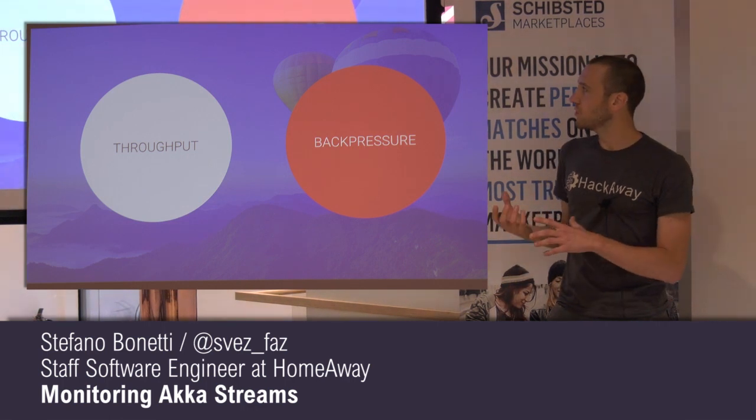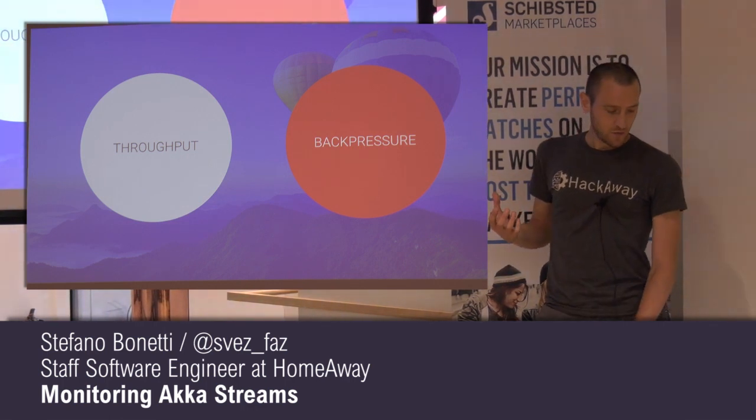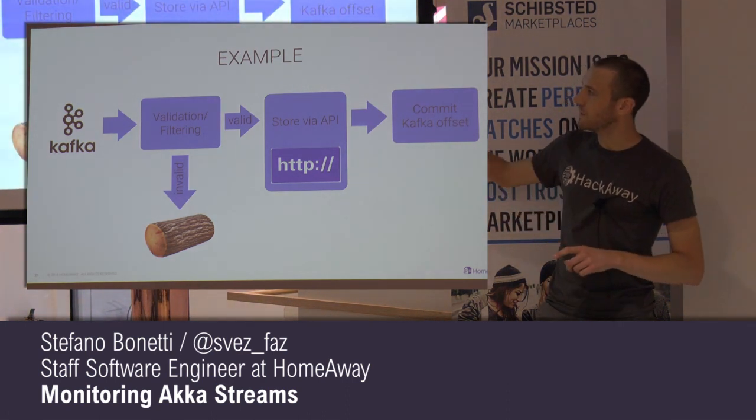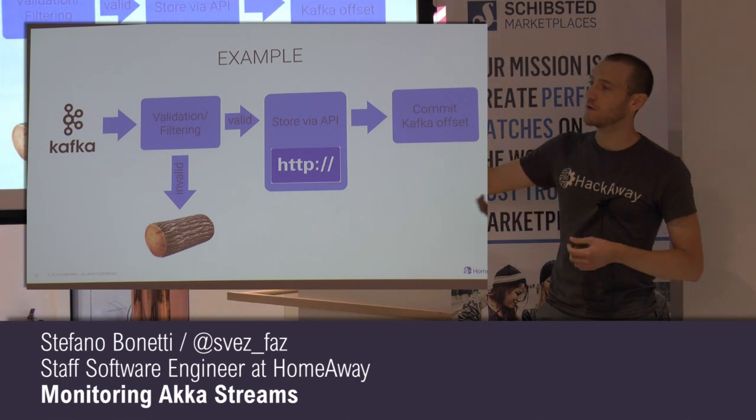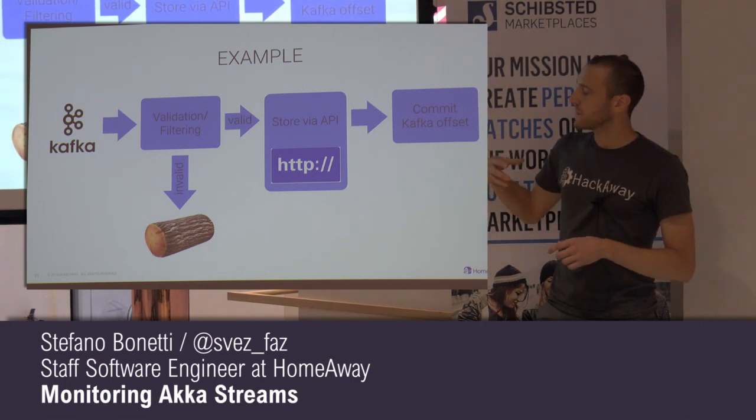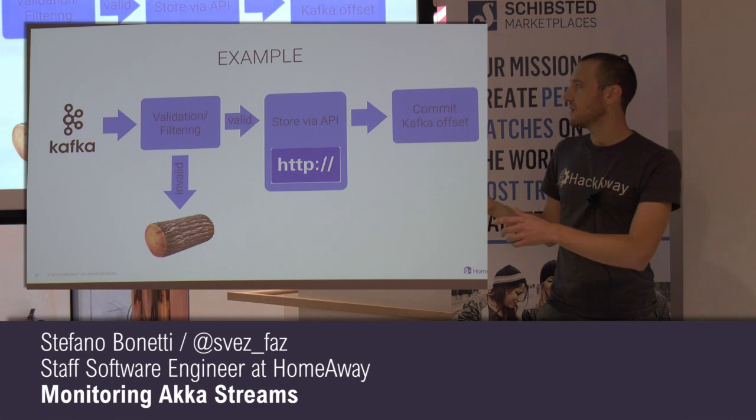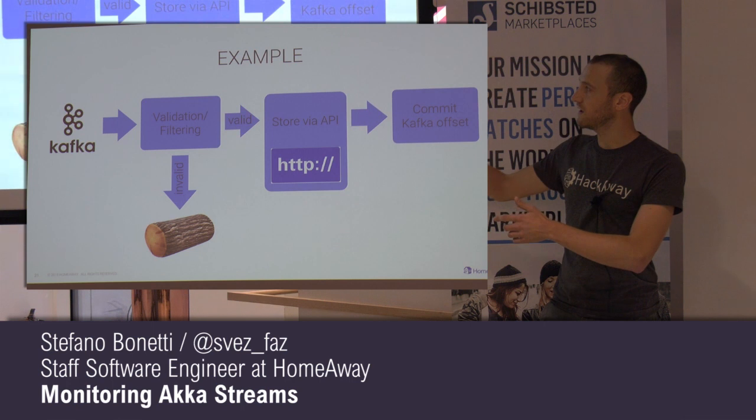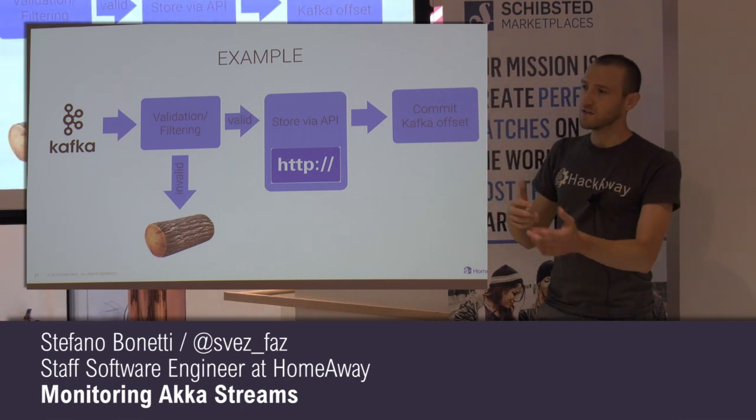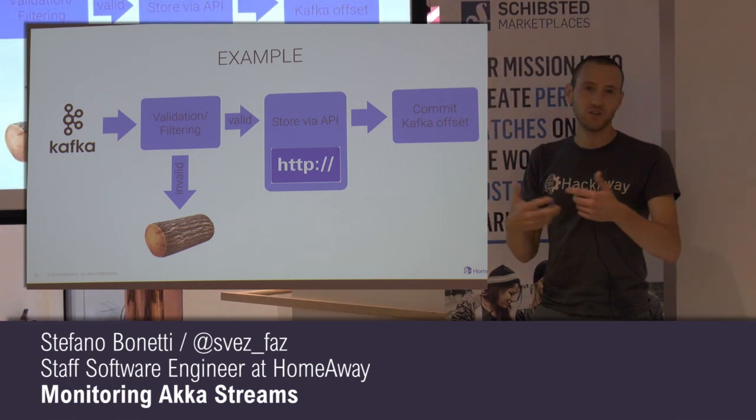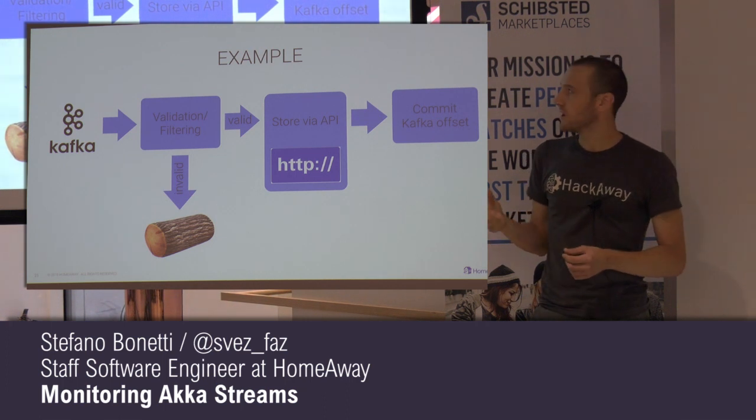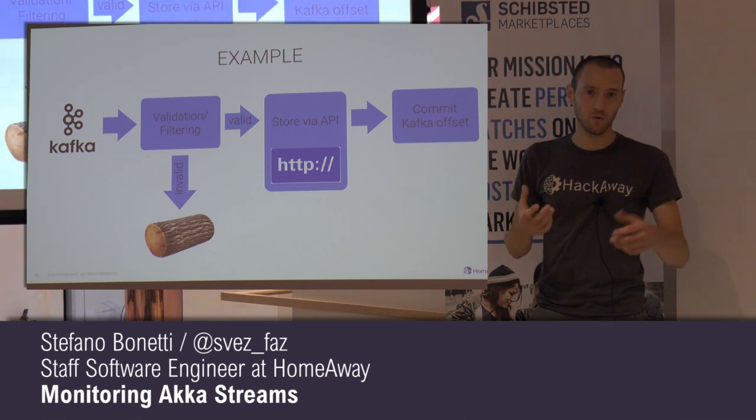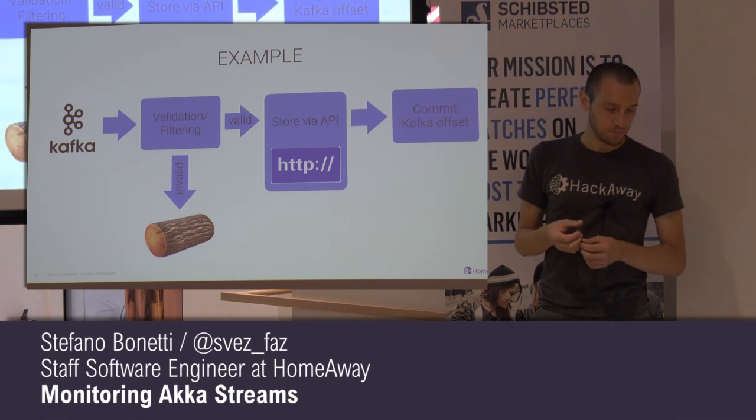Why do we want to measure back pressure? So let's explain this with a simple example. Let's say we have a pipeline like this, right? We have a Kafka log, we read from it, and perform some kind of validation. Some things are marked invalid, and they go to a log file. Some things are marked as valid, they go to some HTTP API somewhere, they get stored, and then as a last step we commit the offset to the Kafka cluster, because we're fine with our processing.